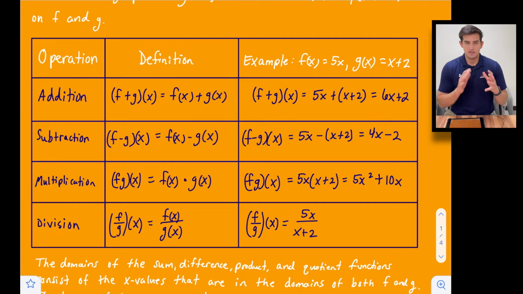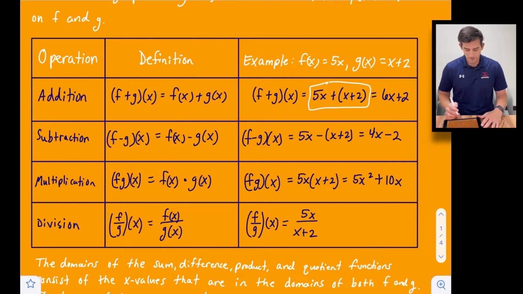Basically we're saying f plus g of x is equal to f of x plus g of x, so we're adding the two functions together. In all four of these examples, f of x is equal to 5x and g of x is equal to x plus 2, just a couple of linear functions. For addition, it's 5x plus x plus 2, and we combine like terms to get 6x plus 2. So the resulting function from adding f and g would be 6x plus 2.